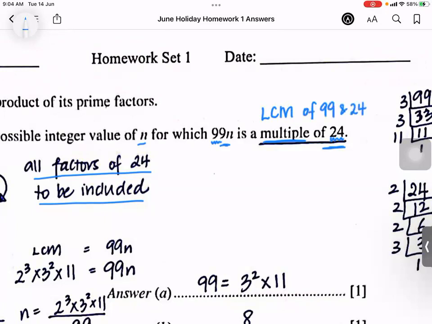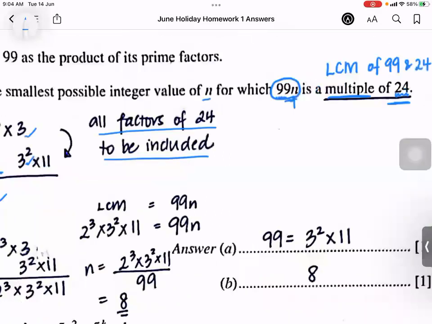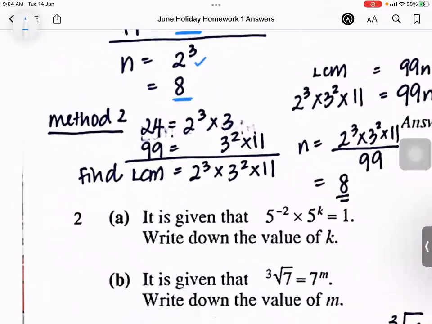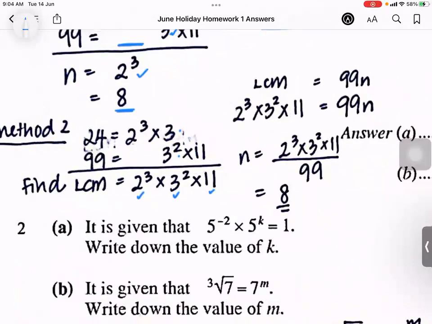Then how does this LCM help me to find the n? The LCM of 99 and 24 is actually equal to 99 times n. So first let's find the LCM for 99 and 24. 24 has 2 cubed, so LCM definitely must have 2 cubed, must involve all the factors. For 3 and 3 square, I must choose the one with the higher power, so it will be 3 square. Then 11, include all the factors. So this LCM is equal to the number 99 times n.